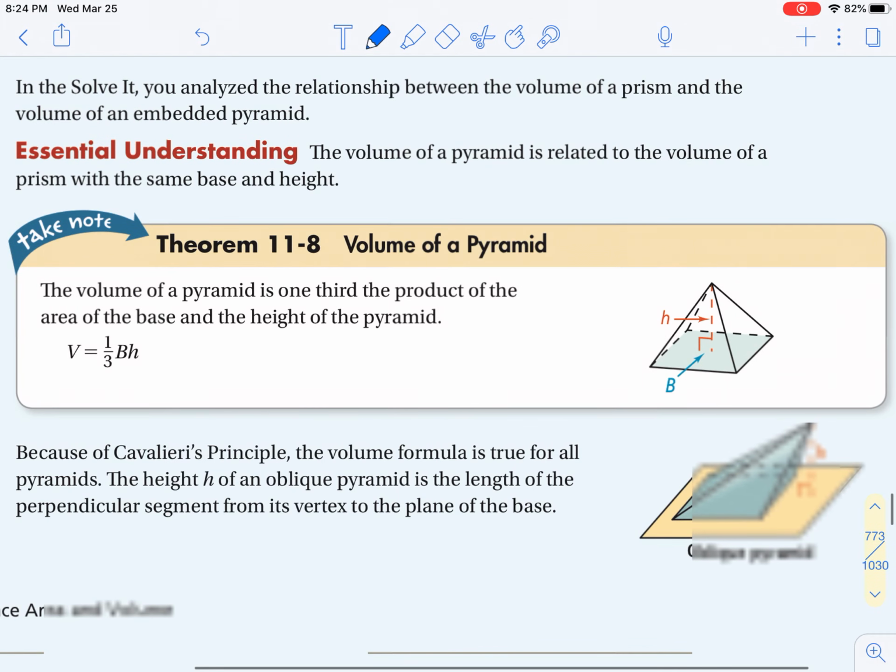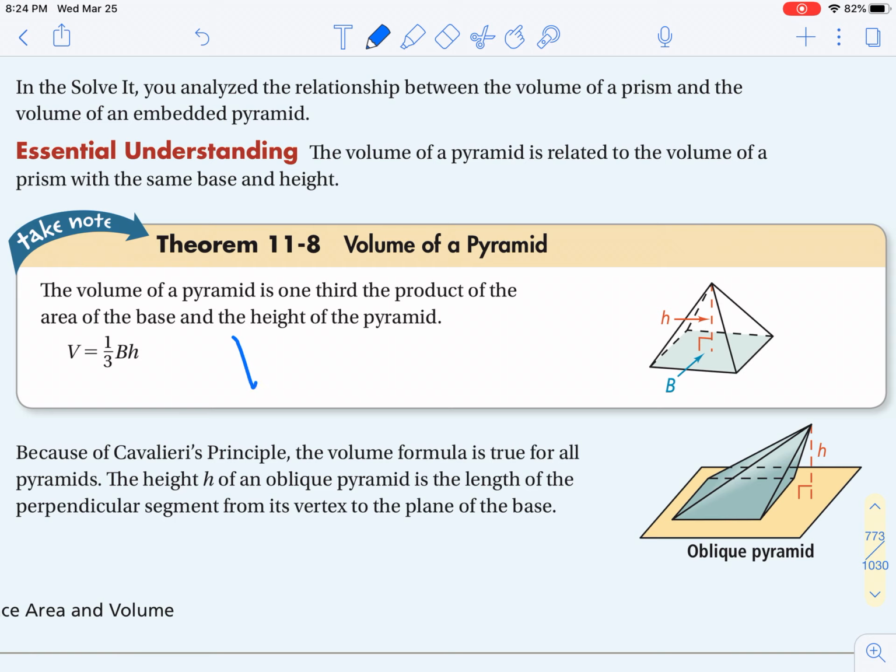Remember the equation from before: for prisms, the volume of a prism is the big base times the height. And the big base could be any type of base. This could be a square, a rectangle, or a regular polygon. But whatever it is, we take this equation, base times height, and simply multiply it by 1/3, or divide by 3, however you want to call that.